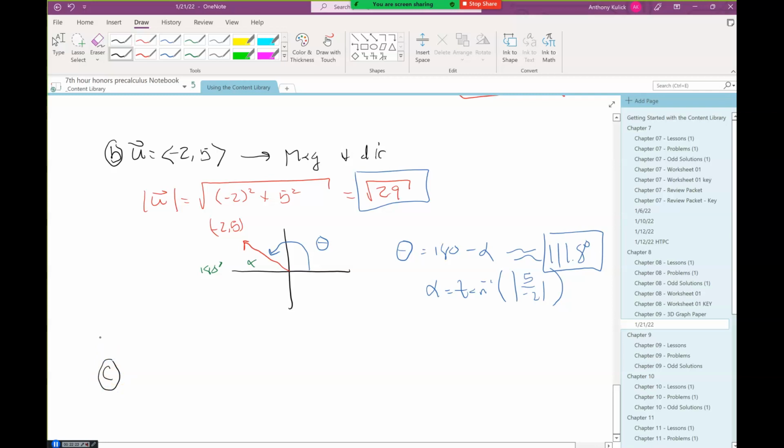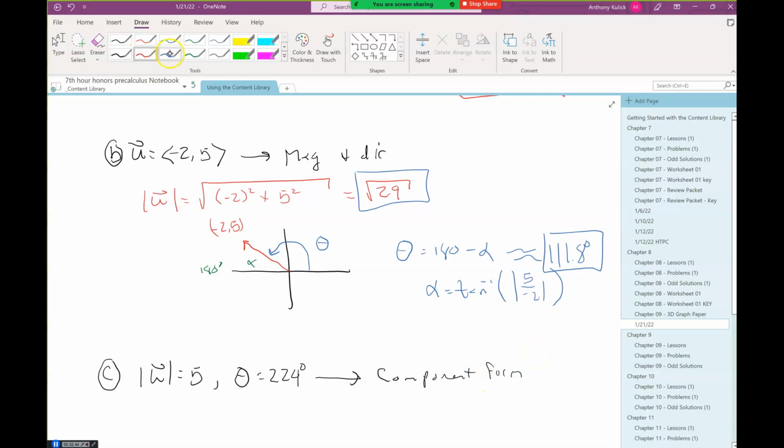And then let's say that we have a vector whose magnitude is 5 and its direction is 224. And I want to take that to component form. Just as an aside, sometimes we call this resolving the vector, where we go from a magnitude and direction into a component form.